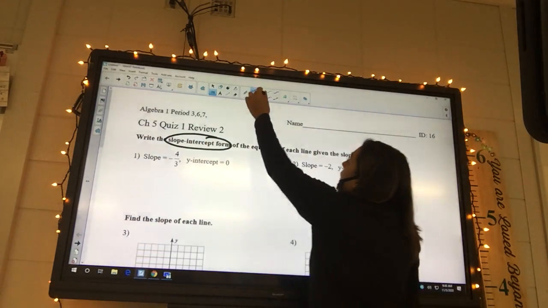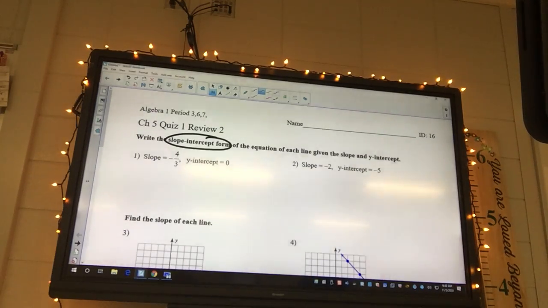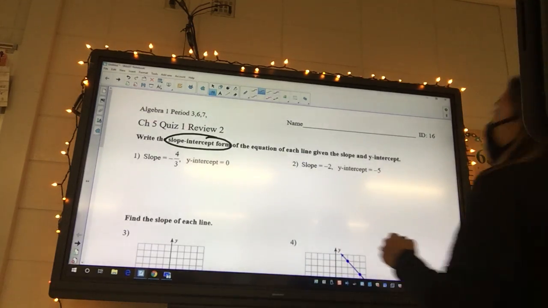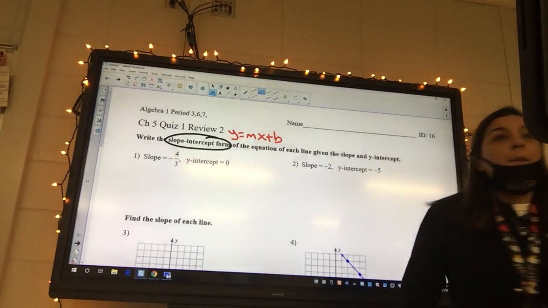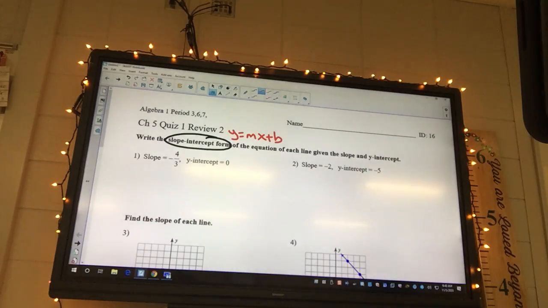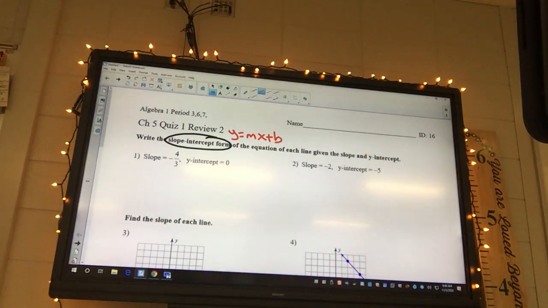What's slope-intercept form? Because you have to know it in order to be able to do slope-intercept form. Slope-intercept form is y equals mx plus b. What does your m stand for? Slope. What about the b? It's the y-intercept, or what's another name for it? It's the starting point. Perfect.